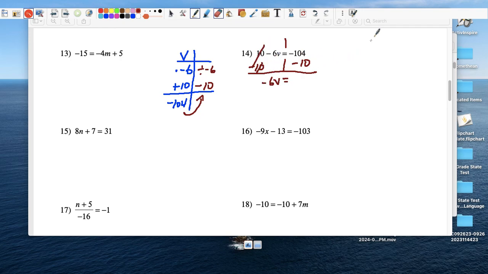And then here, if it's easier, I mean, if you can't see it, write it horizontally like this, right? You're going to have a calculator, so you can use a calculator. So -104 minus 10 is -114.